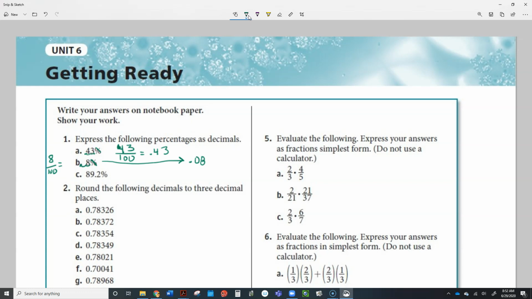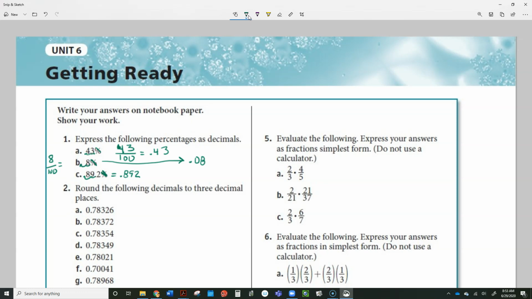0.08. But you can also do this division right here, 8 divided by 100, and it comes out to be 0.08. Here's the decimal right here. When you get rid of that percent sign, you move the decimal 2 places that way, so that ends up being 0.892. So you can do it either way. You can drop the percent and put it over 100, or you can just move the decimal 2 places.